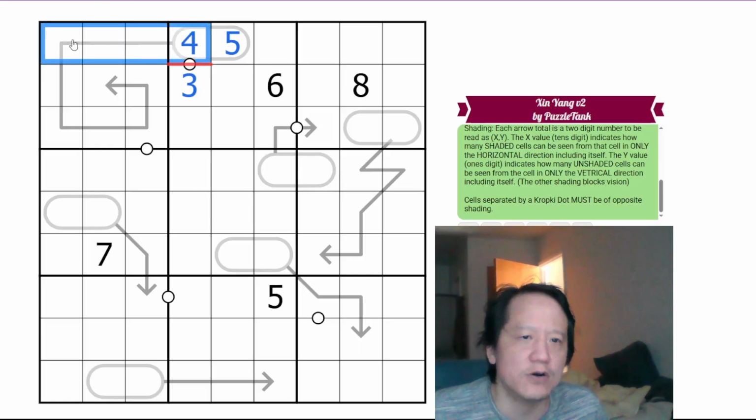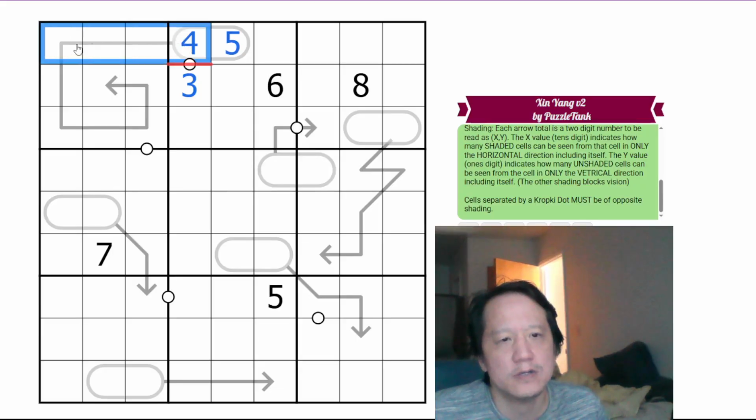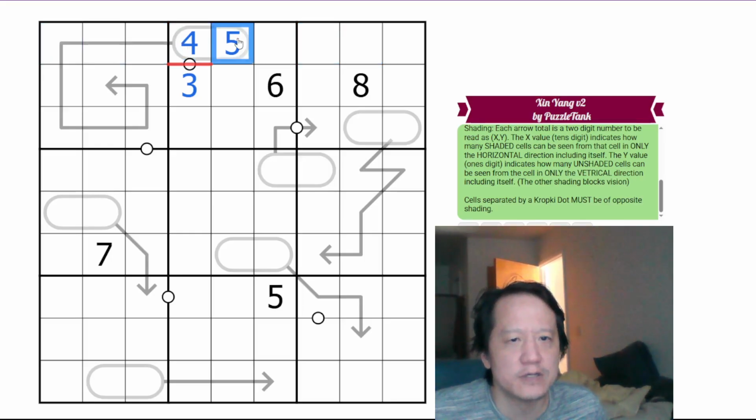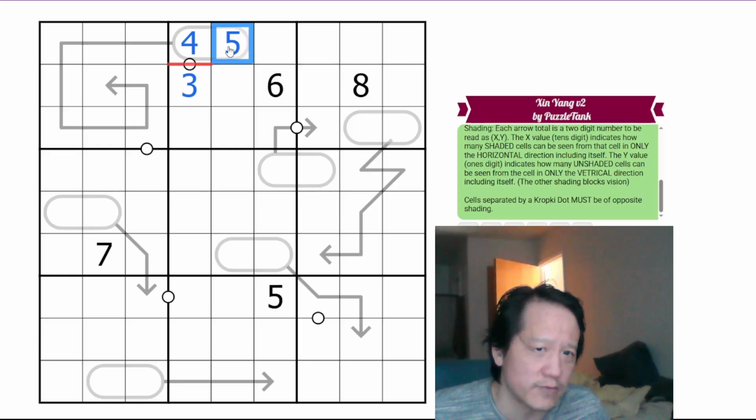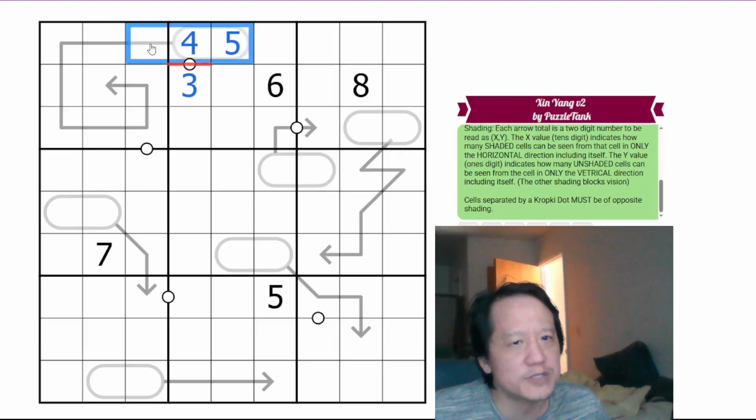This must see only 4 shaded cells here. So it could see 4 shaded cells this way. It could see 4 shaded cells this way. Or potentially 4 shaded cells here, here.